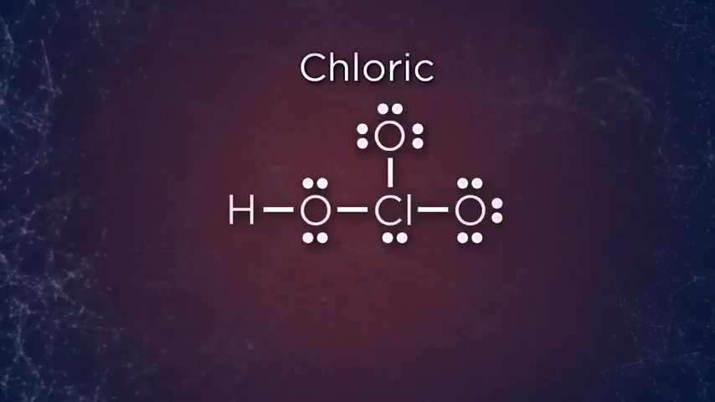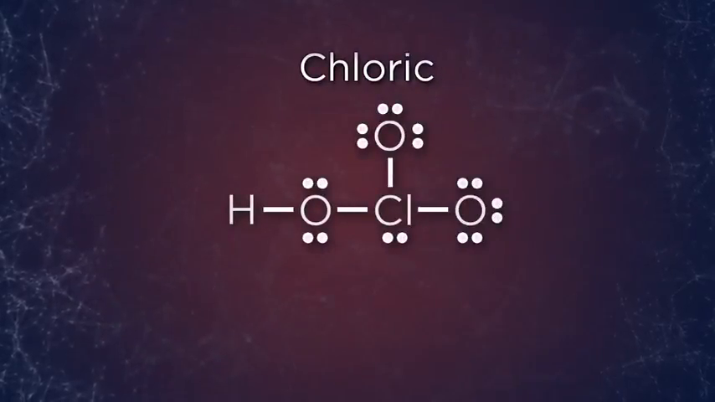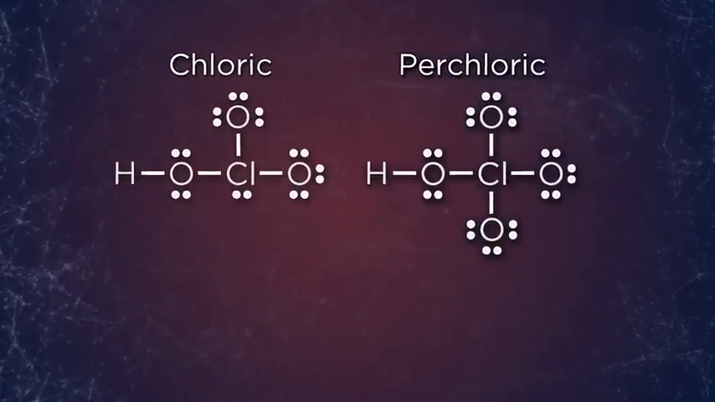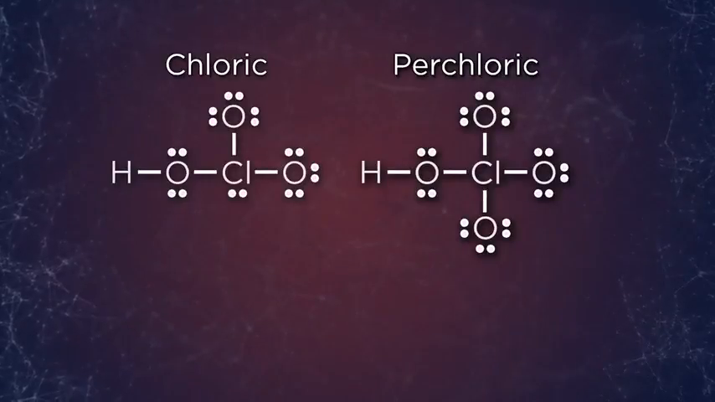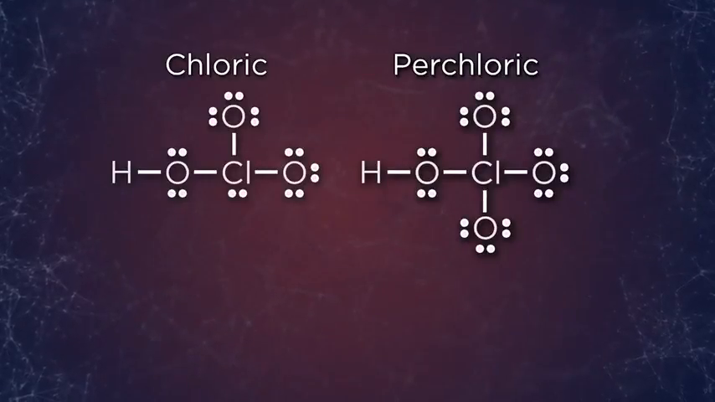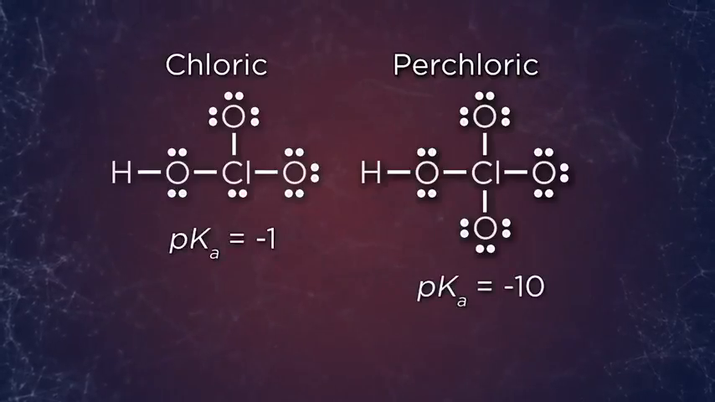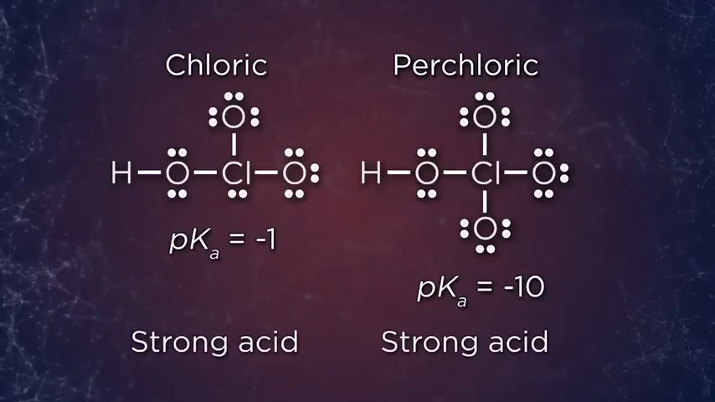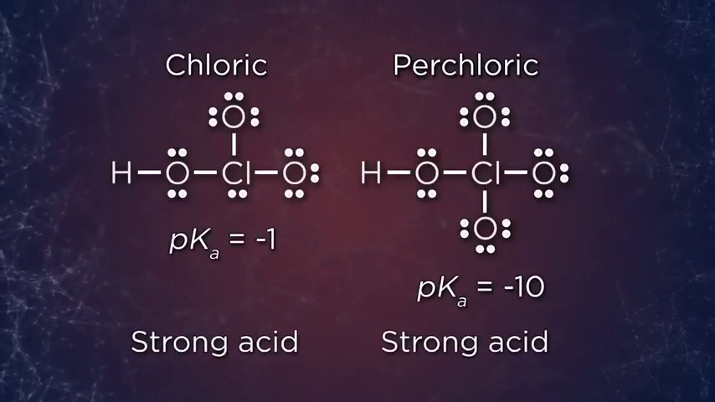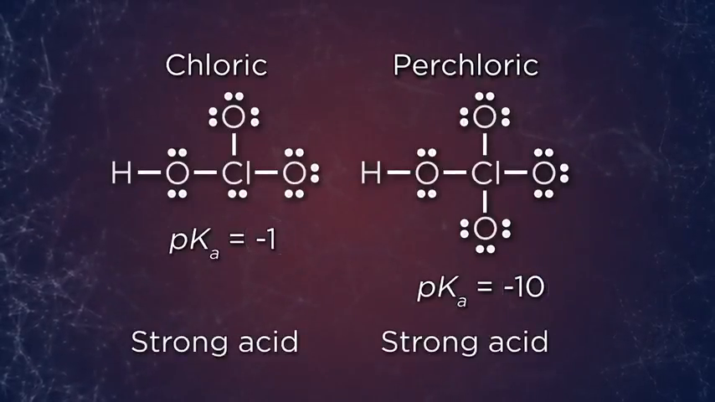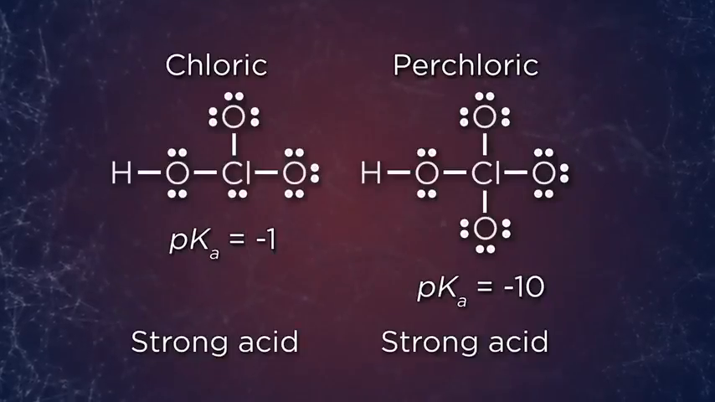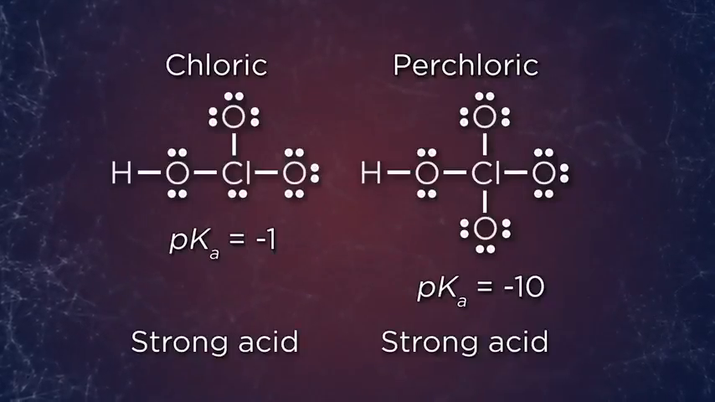Now, add another oxygen to make chloric acid, and yet another to make perchloric acid. And the effect is amplified each time, creating acids with pKa values of -1 and about -10, respectively. In fact, both of these would be considered strong acids by rule because their pKa values are negative, meaning that practically every molecule in a sample of these acids would be ionized in solution.